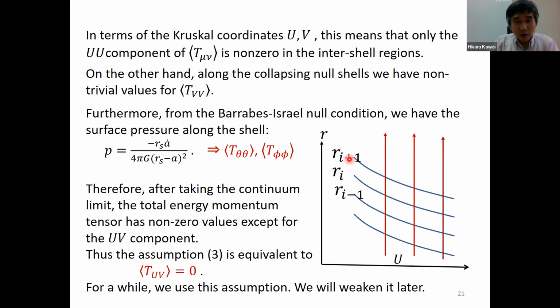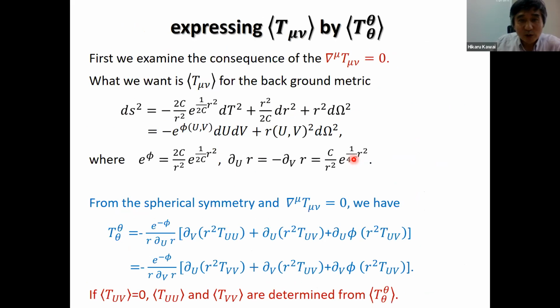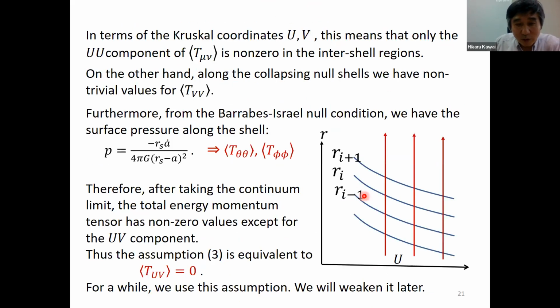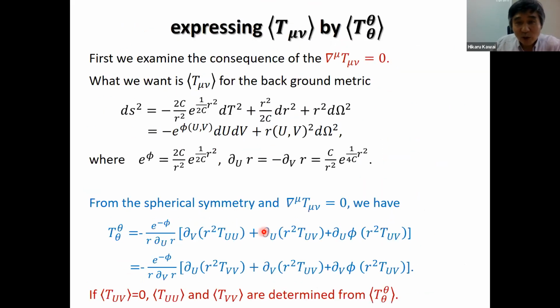So now, coming back to this problem, we are trying to solve for the expectation value of T mu nu. But for a while, we assume that T_UV is 0. And then, if we assume this, from the conservation of the energy momentum tensor, we can express T mu nu by T theta theta. So first we examine the consequence of the conservation of the energy momentum tensor.